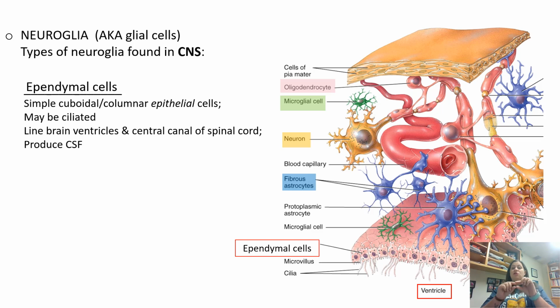So if you recall, that means there's one layer of either cube or column shaped cells. These may be ciliated, like you can see down here in the picture, and they are going to line the brain ventricles and also the central canal of the spinal cord, and they are going to help produce cerebral spinal fluid. Now, cerebral spinal fluid is important because it's actually going to be what your brain and your spinal cord is floating in. It's going to help nourish those neurons, but it's also going to help protect them from and absorb shock and things like that.